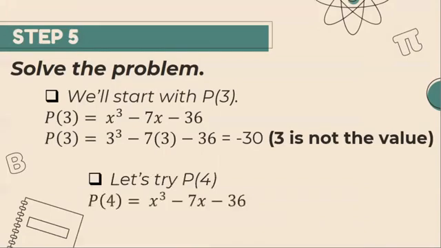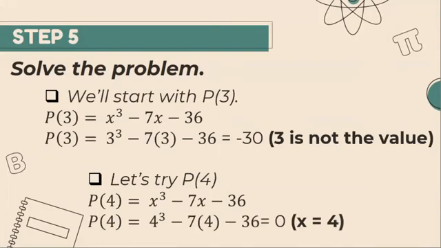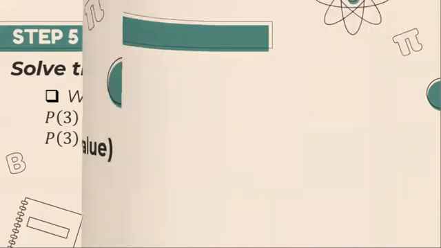So P of 4 is equal to x cubed minus 7x minus 36. So if we are going to solve this one, substitute natin, it will give us an answer of P of 4 is equal to 0. So ibig sabihin po, the value of x is 4. So bakit po natin nasabi na ang value ng x is 4? Kasi po, ang ating naging remainder ay 0. So ibig sabihin po, itong given value ng x pong ito ay factor po ng ating given polynomial.